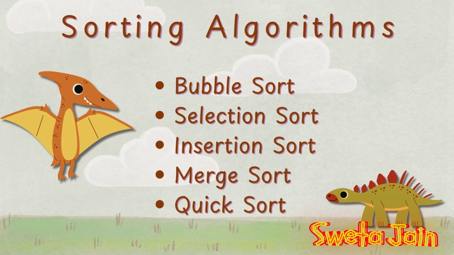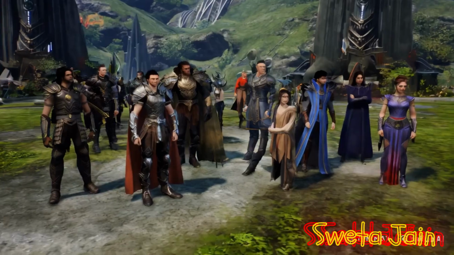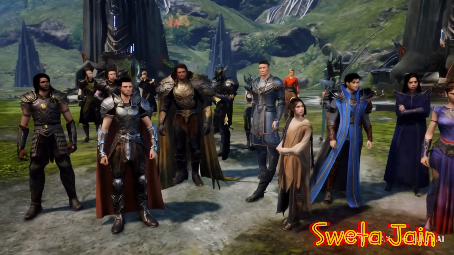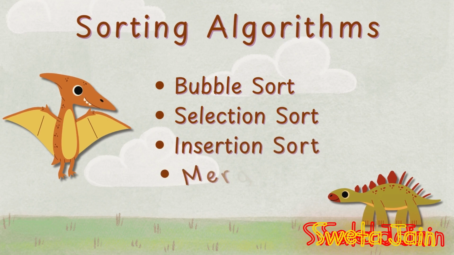Sorting algorithms are everywhere. They help organize emails by date, photos by name, and even sort characters in a video game by strength. These algorithms make sure data is organized quickly so we can find things faster.